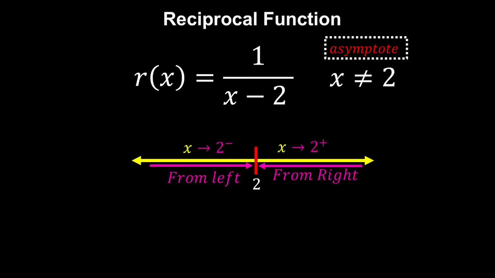So let us try to find a number from the left hand side that is very close to 2, but not yet 2. So we can say something like 1.99999. And we choose one number from the right hand side that is very close, maybe something like 2.00001. So those are the two numbers I pick. Let us substitute them into the equation and find out what happens.